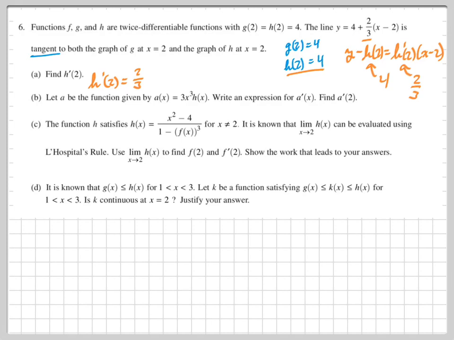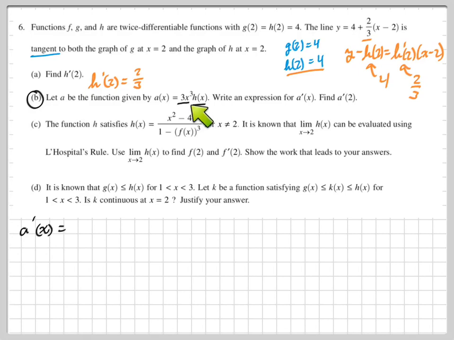All right, the next problem says, let a be the function given by this. Okay, so a has the h function inside of it. That's how it's related to these guys. Write an expression for a prime, and then plug in 2 to a prime. Okay, so for b, let's first take our derivative of a. So we're going to find a prime.